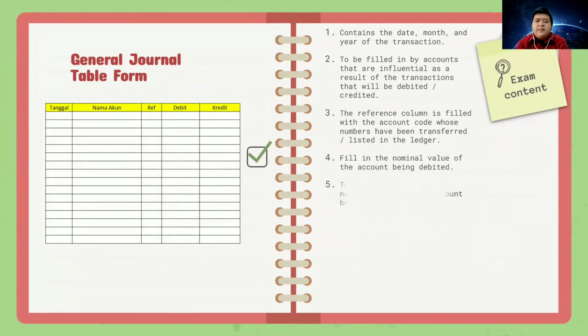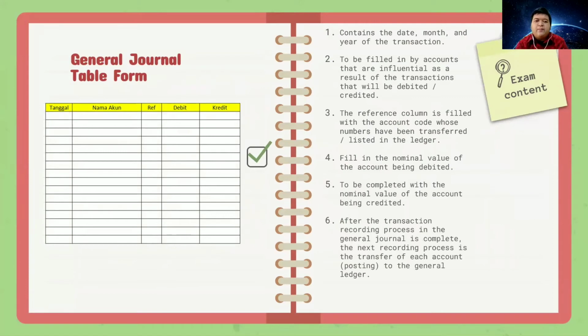The first column contains the date, month, and the year of the transaction. The second column to be filled in by accounts that are influential as a result of the transaction that will be debit or credited. The third column, the reference column, is filled with the account code whose number have been transferred or listed in the ledger.